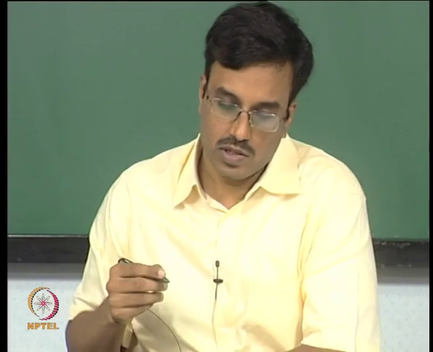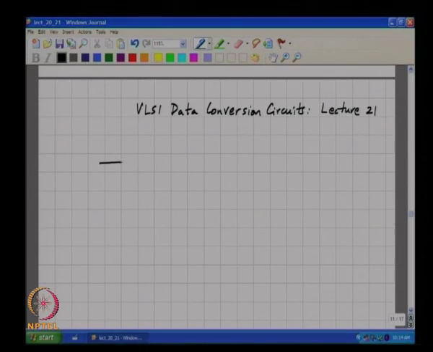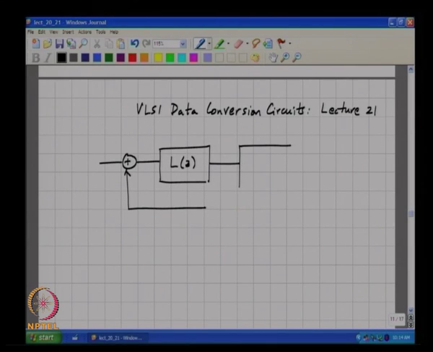This is VLSI data conversion circuits, lecture 21. In the last class, we were wondering about the distribution of the error at the input to the quantizer.